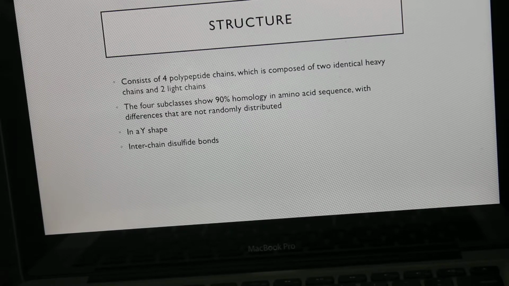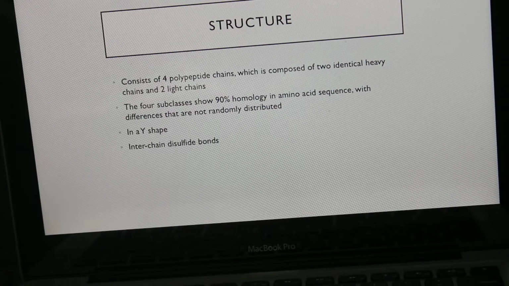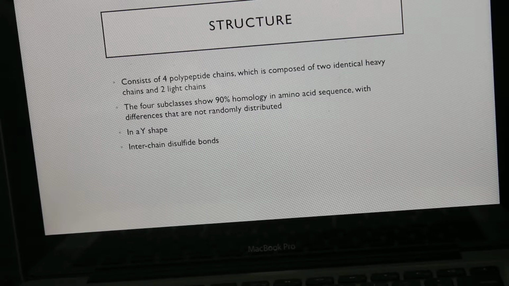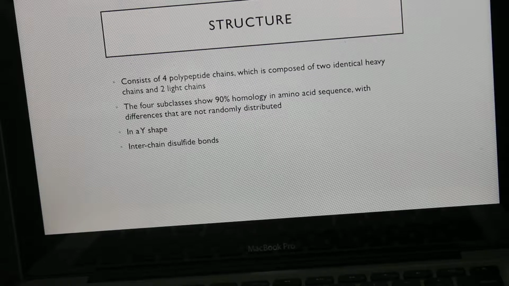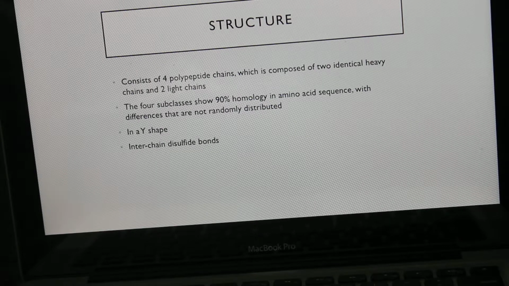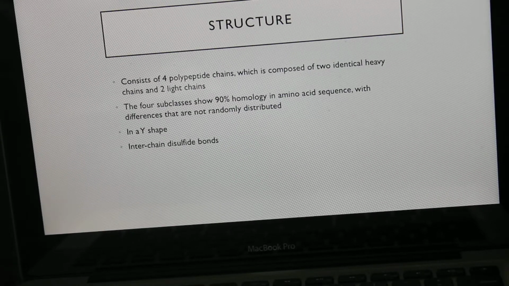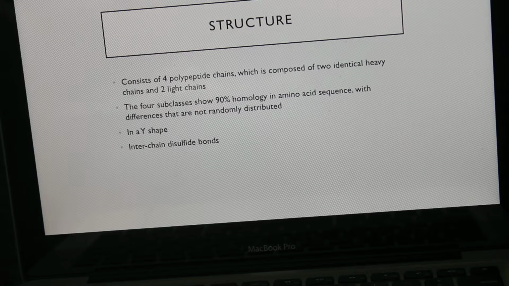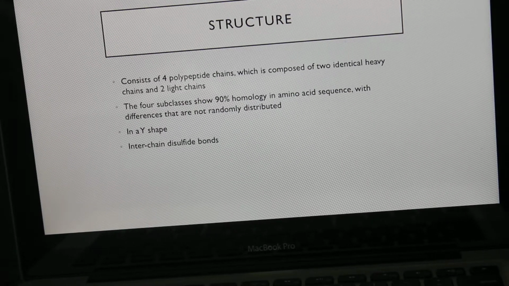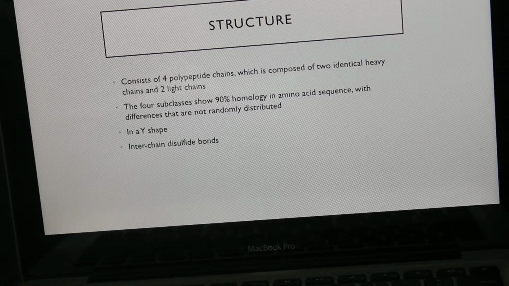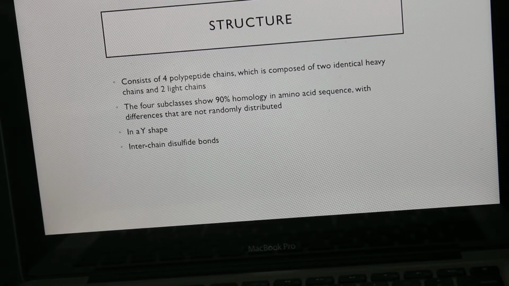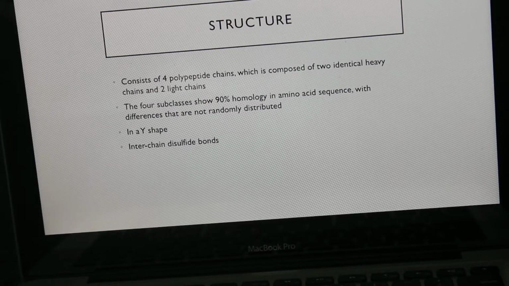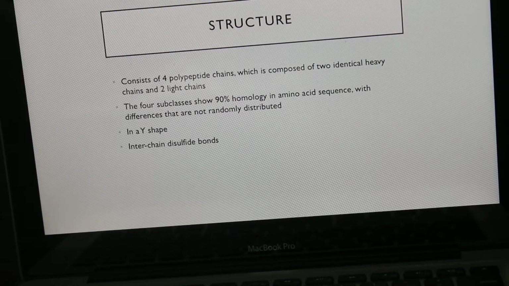So for the structure, it consists of 4 polypeptide chains. Within those 4 chains, we have 2 identical heavy chains and 2 identical light chains. The 4 subclasses show 90% homology in amino acid sequences, with differences that are not randomly distributed. It occurs in a Y shape if you look at the 3D structure, and as it's forming into the 3D structure, it's always in a Y shape. And it has inner chain disulfide bonds.